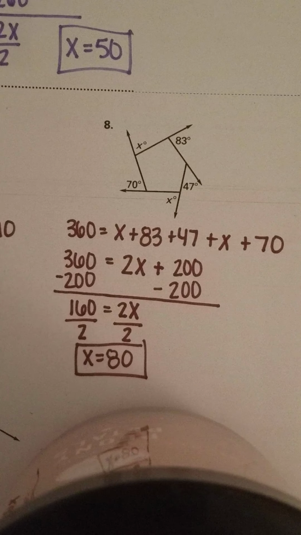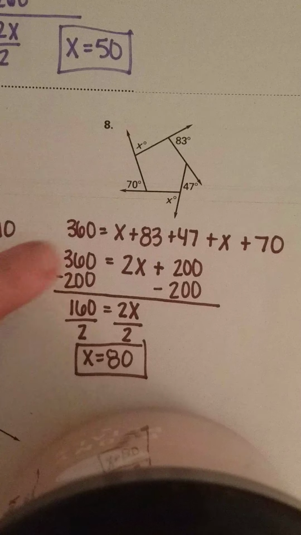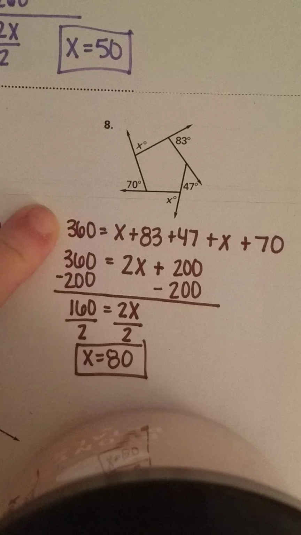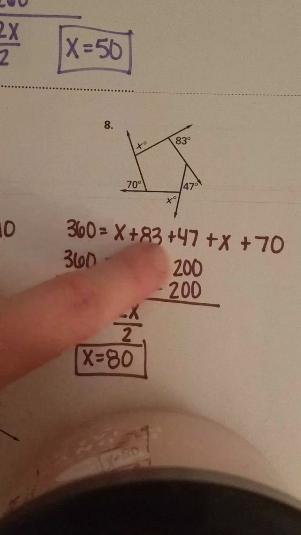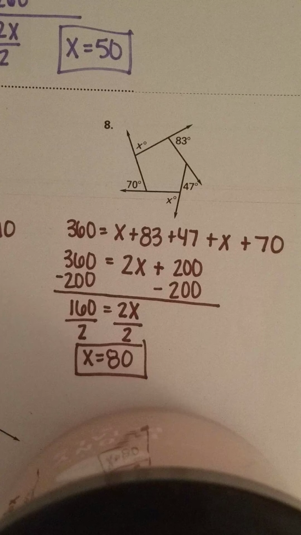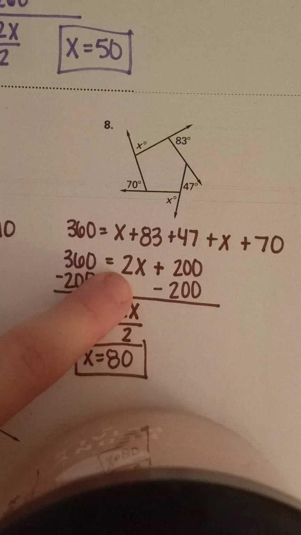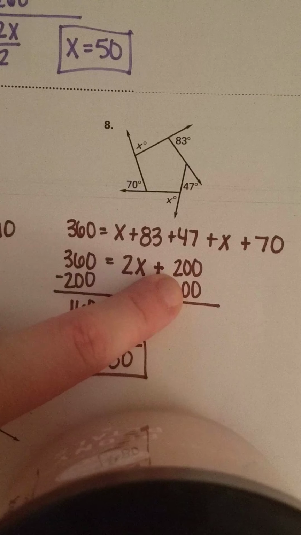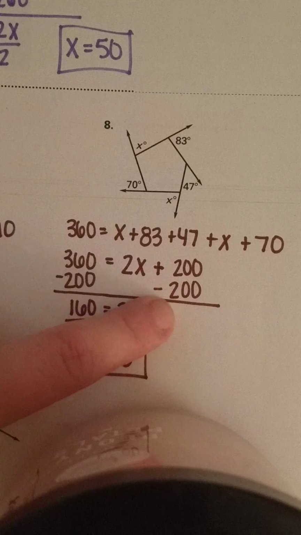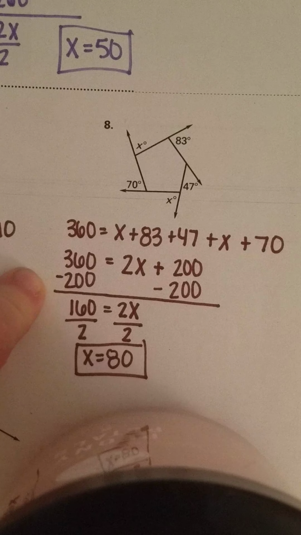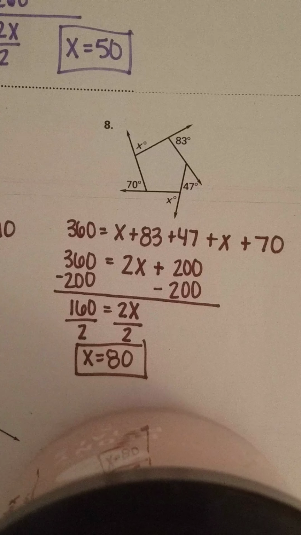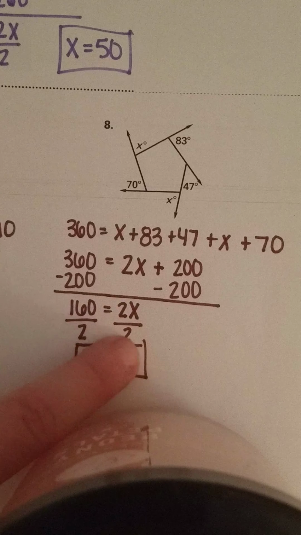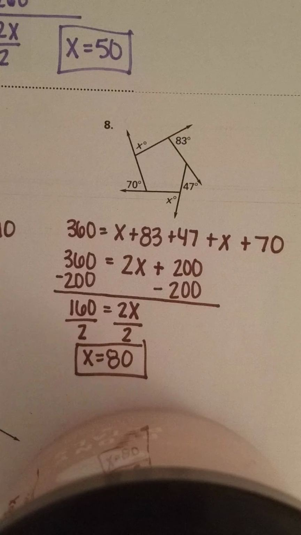All right, if we take a look at number 8, we have it equal to 360 because no matter what shape it is, it always equals 360. Took all 5 of the angles, put them in one line. We had x and x, which came together as 2x. 83, 47, and 70 came together to make 200. We subtracted the 200 away to get the x's by itself. And then we're left with 2x. So you divide both sides by 2, x equals 80.